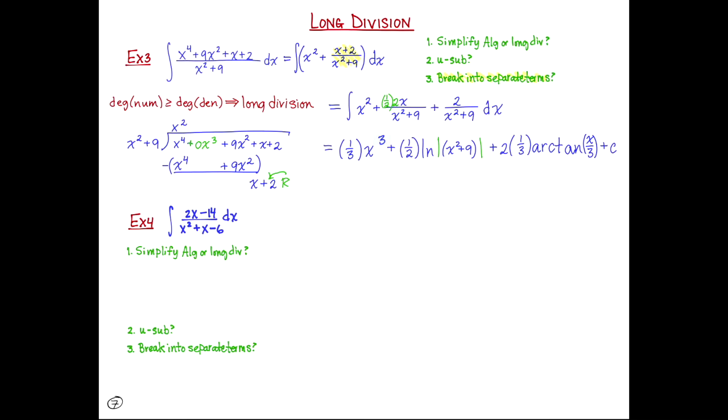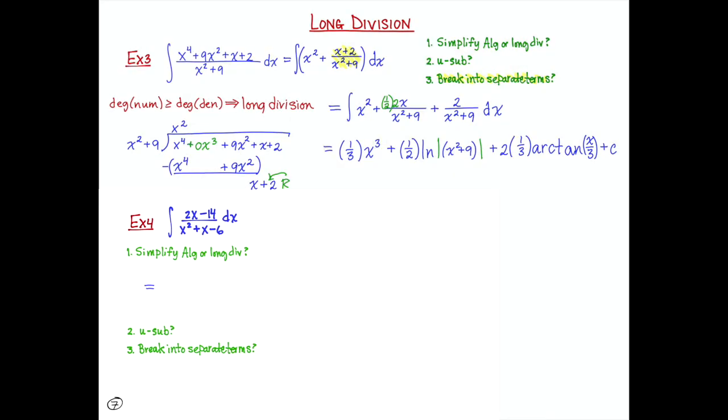So in our next example, the degree of the numerator is less than the degree of the denominator. So this is not going to be a long division. Simplifying algebraically, well, we could factor the denominator. So let's start there. So we have the integral of 2x minus 14 over x squared plus x minus 6, which factors to x plus 3 times x minus 2. And from here now, none of our known techniques of integration will work. But if we could somehow break it up like we did in the integral above, then maybe we could simplify it and integrate it from there.